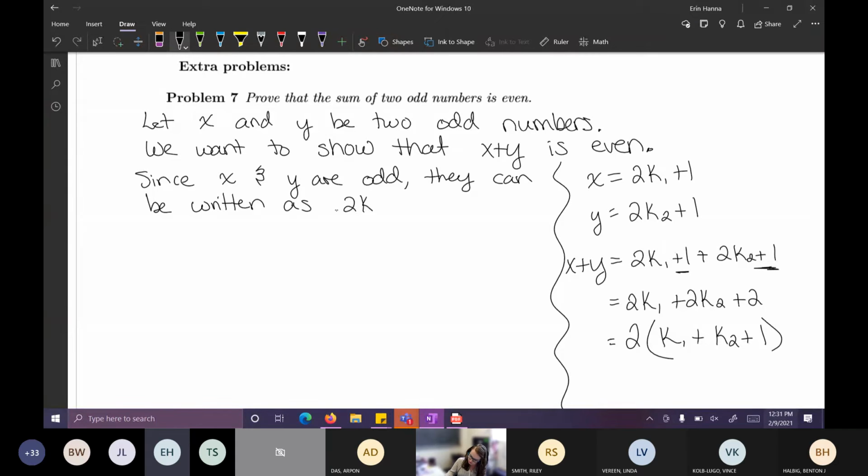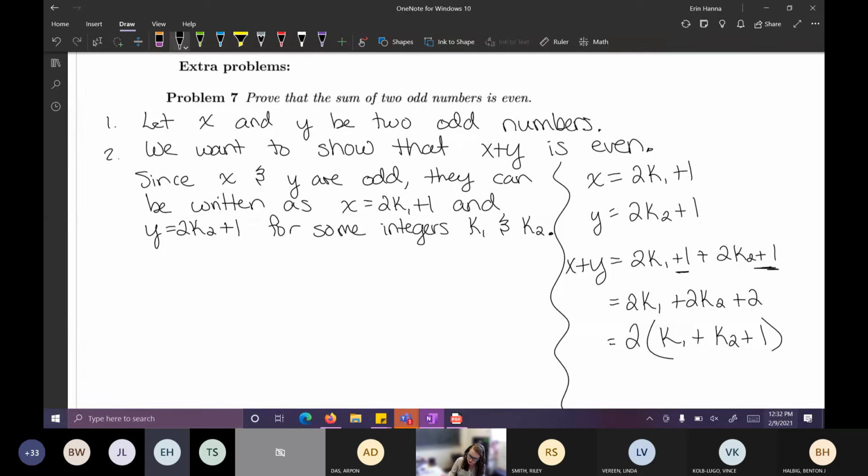As 2, well, sorry, x equals 2k sub 1 plus 1, and y equals 2k sub 2 plus 1. And remember, you need to specify that those k things are integers, because that's an important factor of being even or odd. So for some integers k sub 1 and k sub 2. So that's kind of like our step 1, 2, and this is the start of step 3.